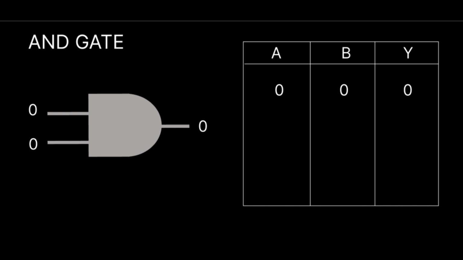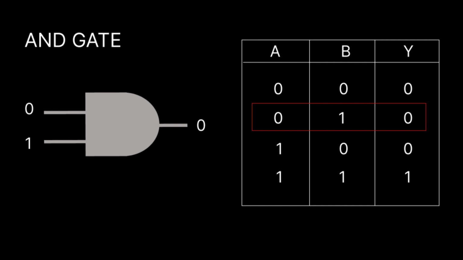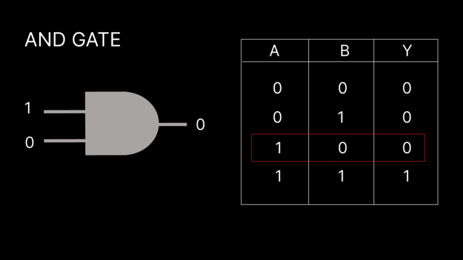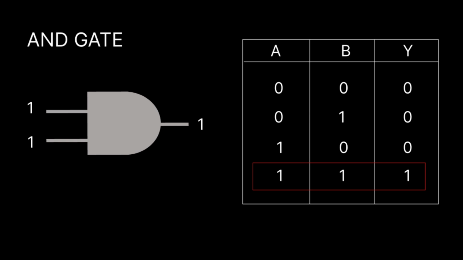For example, here our first entry, when A and B are 0, then the output is also 0. When A is 0 and B is 1, the output is 0. When A is 1 and B is 0, the output is 0. When both A and B are 1, then the output is also 1. And that's the only time when the output is 1. So this table that shows all of the different combinations of the inputs and the output is called a truth table, and we'll look at many of them throughout the series.